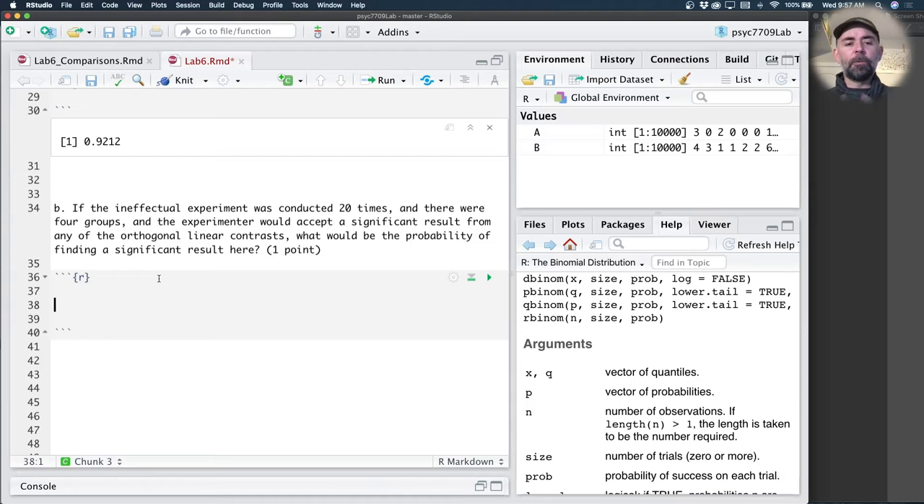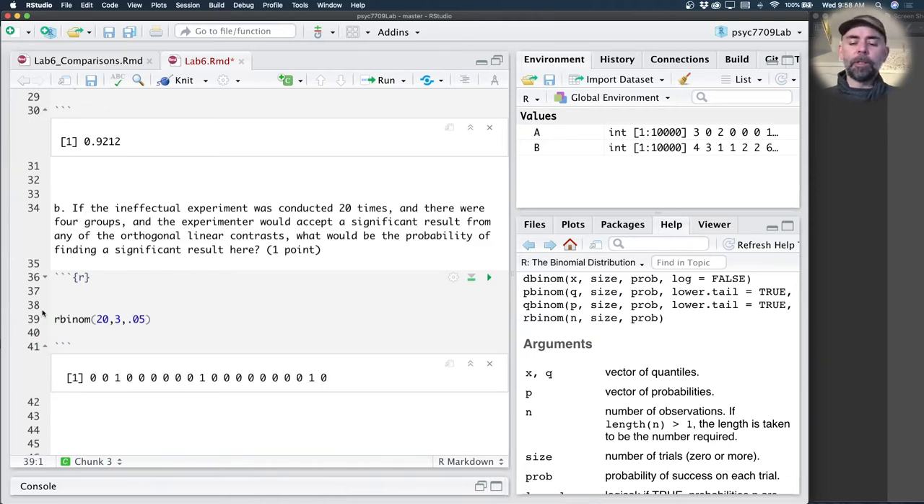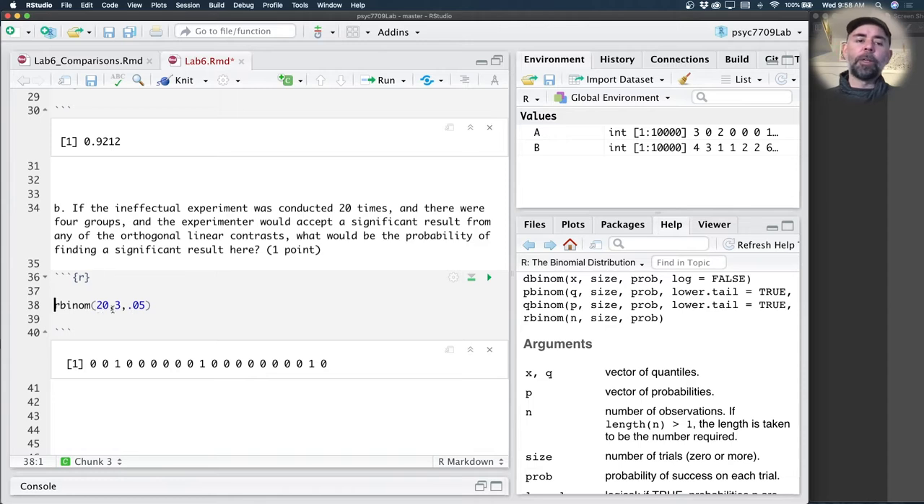This is what I was thinking we would do with this question, because we've just been through a lab on orthogonal contrasts. We know there's four groups. We know there are four minus one possible orthogonal contrasts. That means there's three independent F-tests you could run every time you run this experiment. So if we're thinking about an experiment that gets run 20 times, there's three opportunities here to get a significant result at the 0.05 level. So this is more appropriate for this situation, changing that one to a three here. This would effectively produce the probabilities we're looking for.